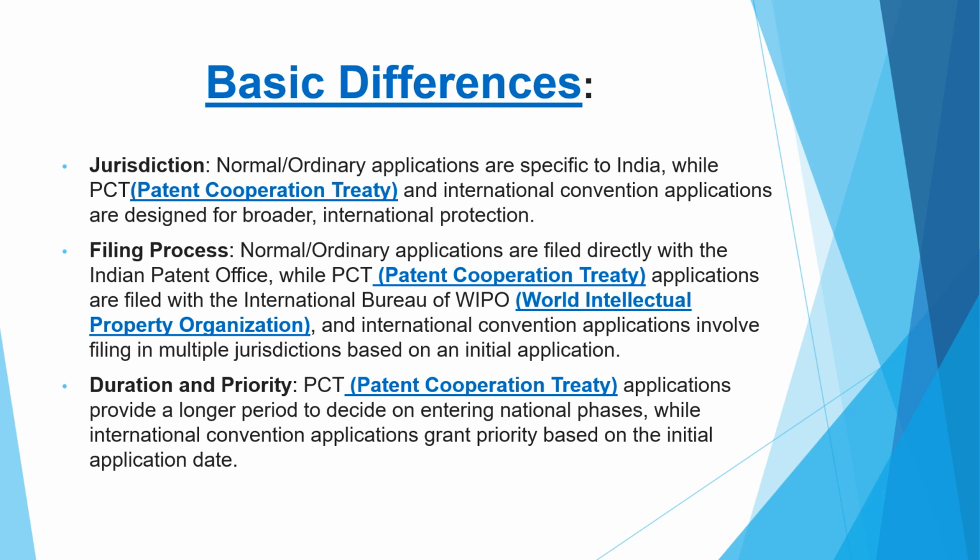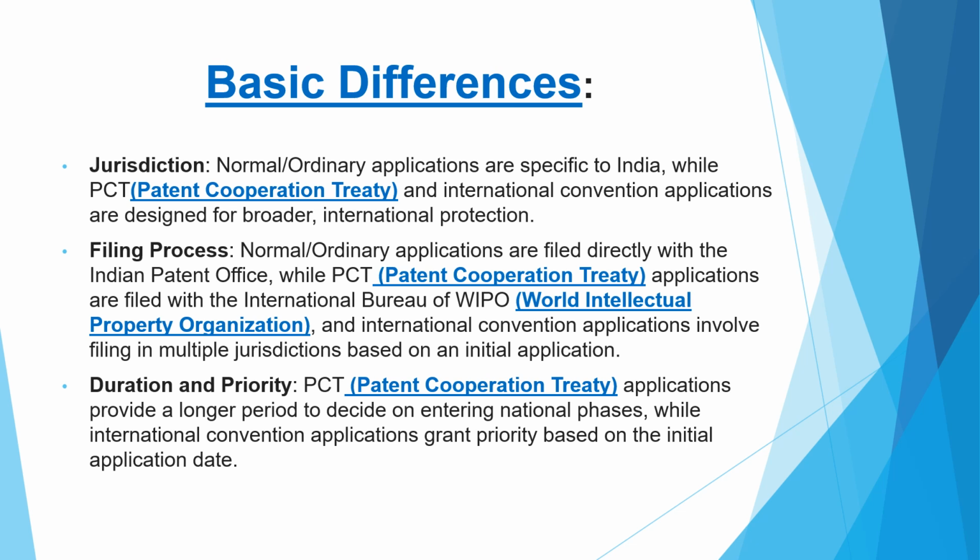Duration and priority. A PCT application provides a longer period to decide on entering the national phase, because it takes 30 to 31 months just to enter the national phase. At the national phase, it will be processed as if it's a normal application which has been filed, and the legal framework of the patent provisions prevalent in that jurisdiction will be applied for scrutiny. So it takes a little longer time.